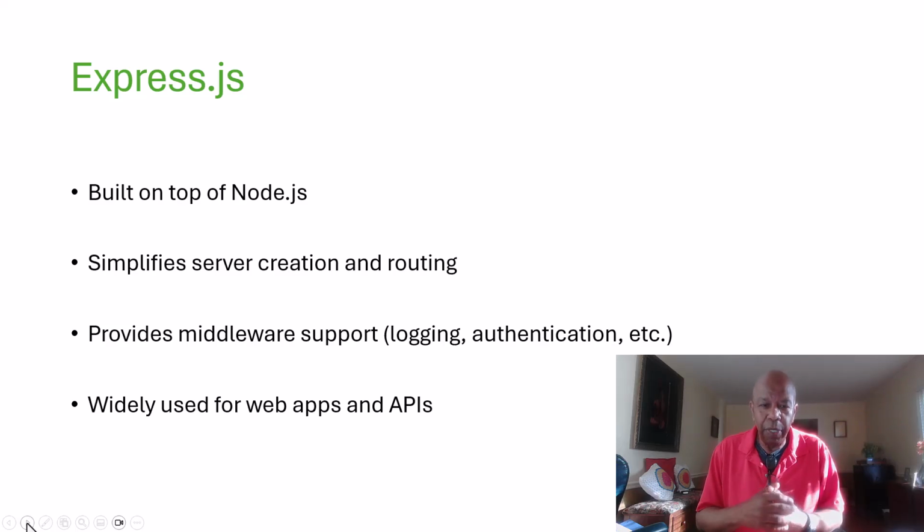So here we go: Express is built on top of Node, simplifies server creation and routing, and provides middleware support, logging, and authentication. It's widely used for web apps and APIs.